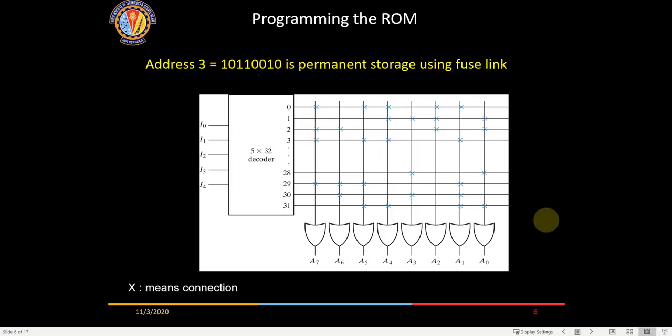These crosses are placed permanently using a fuse link or something like that. We will see the different ways of making these physical connections between this wire and this wire. They are made permanently by the manufacturer, and wherever there is a cross, these two lines will be shorted to each other. So you will get whatever data is required. Is this much clear to all of you? Okay, now we move forward from here.